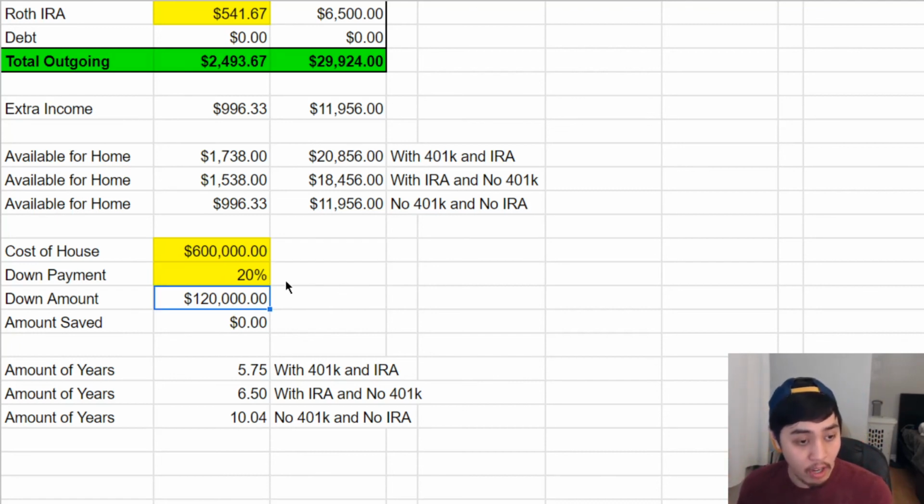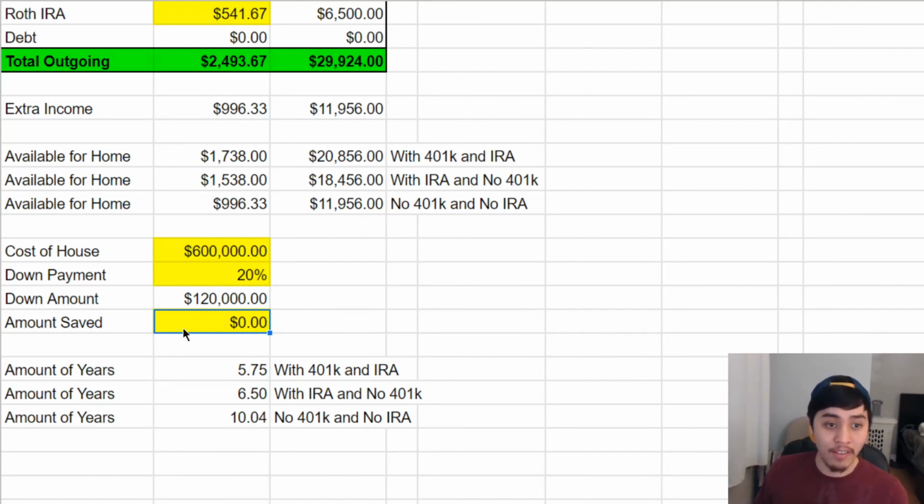So then we get a down payment of 120, and then amount saved, how much money you have saved already. This is just in general. If you have money in your bank account, you should put the number here. And then with all that information, it gives you the amount of years it'll take you to buy the house using each of these three criterias. As you can see, if you were to use your 401k and IRA, it'll cut your amount of years in half. Not using it at all, it'll take you 10 years to buy a $600,000 house at 20%.